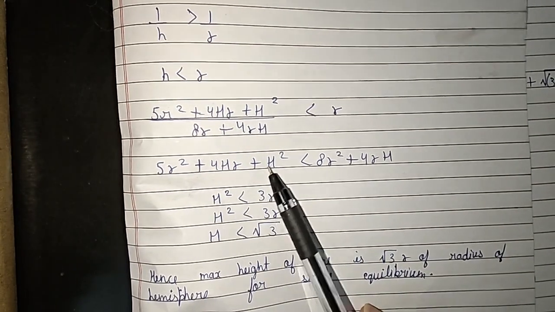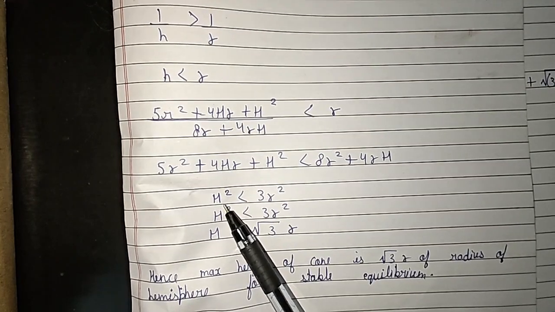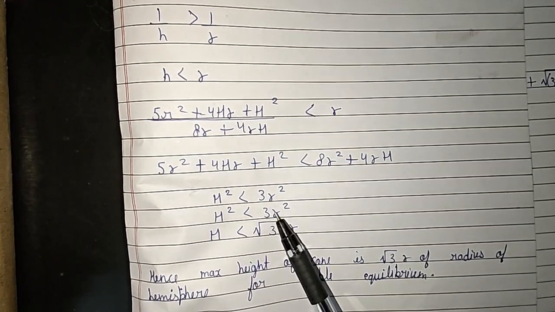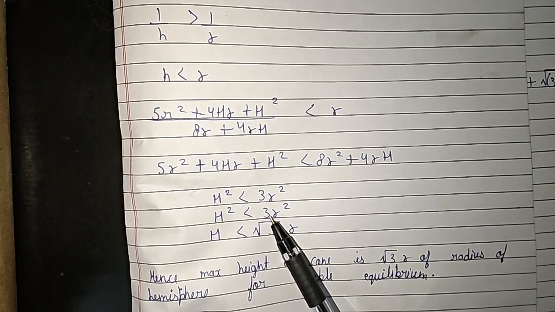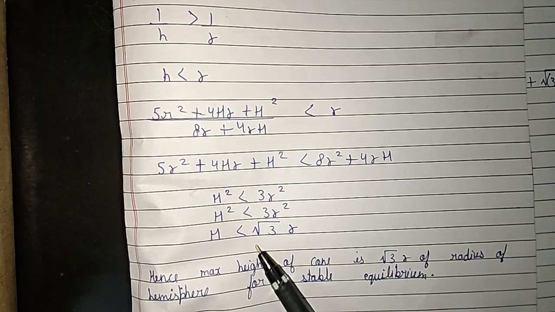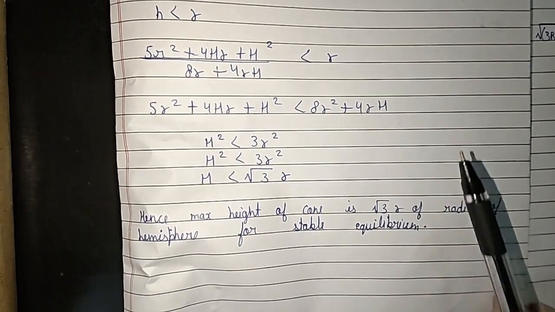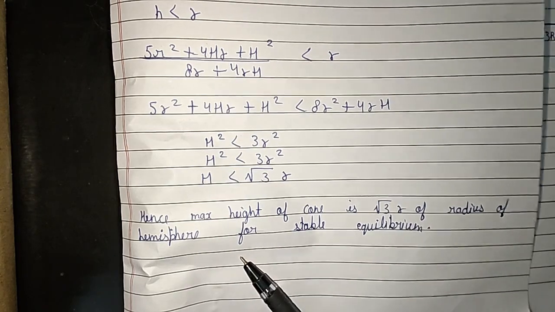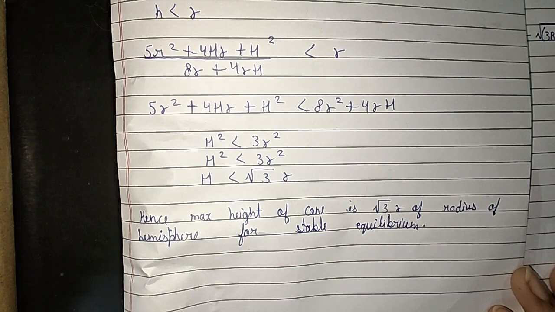So from here this whole will get cancelled out and the value left is h square is less than 3 r square. So h is less than under root 3 r. Hence the maximum height of the cone is under root 3 times r, the radius of the hemisphere, for stable equilibrium. So thank you.